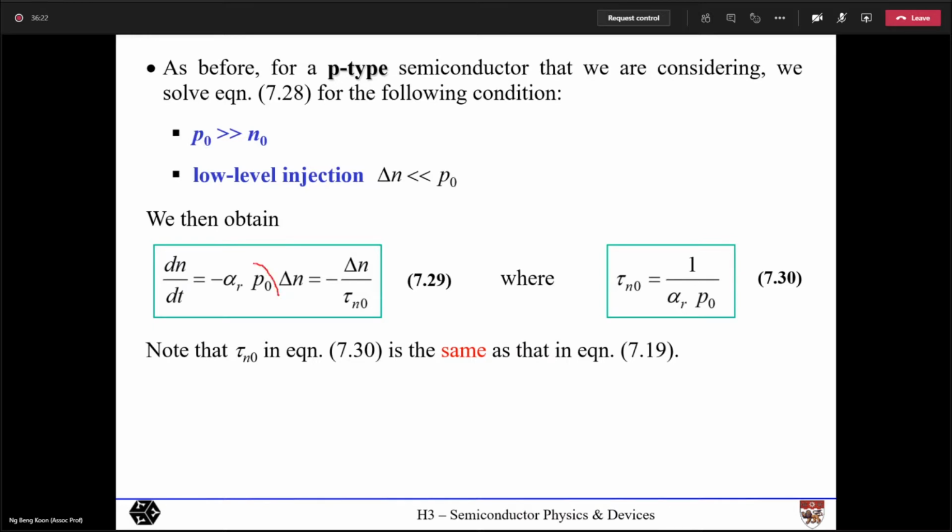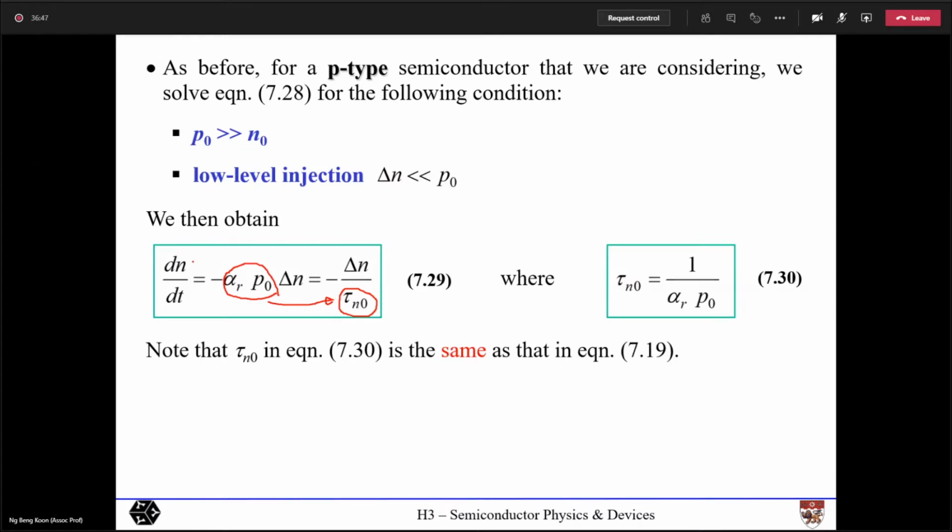And remember, we say that this quantity here is inverse time, so we denote this as 1 over tau_n0. We mentioned in the last discussion that this is your minority carrier lifetime. We're going to see why that is so after we get the solution for this.